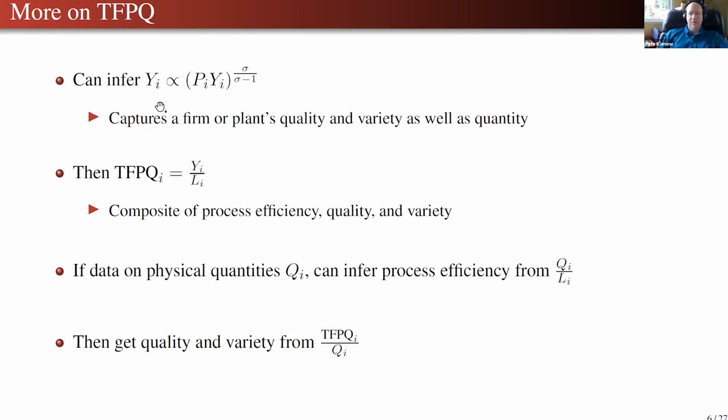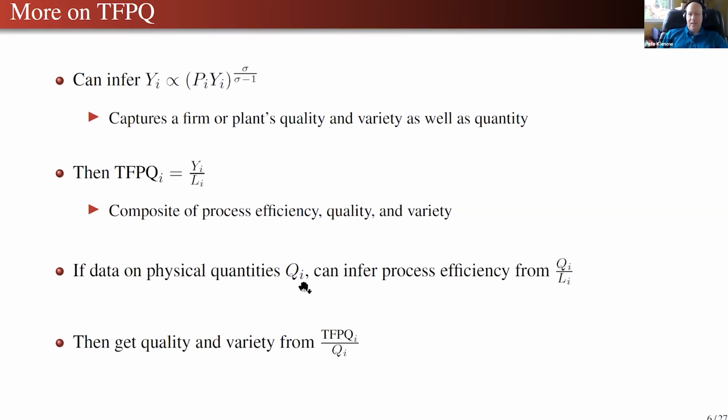affecting effective demand. So that matters because if you construct TFPQ as some measure of backed out output relative to inputs, it's not just process efficiency, you also have quality and variety. And I emphasize this because one of the things the literature is sometimes really clear on and sometimes could be clearer on is that they'll sometimes say, well, we don't have physical quantities, so we can't construct TFPQ. But TFPQ, if you think about it, already has some measure of quantity and quality wrapped up in it when you calculate it this way.